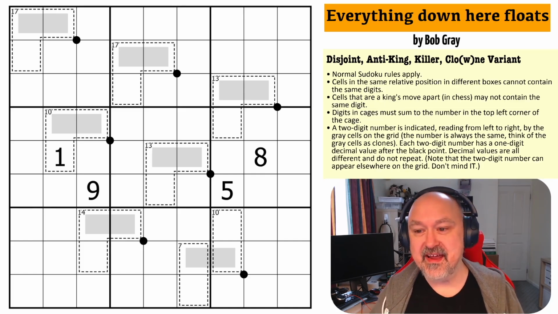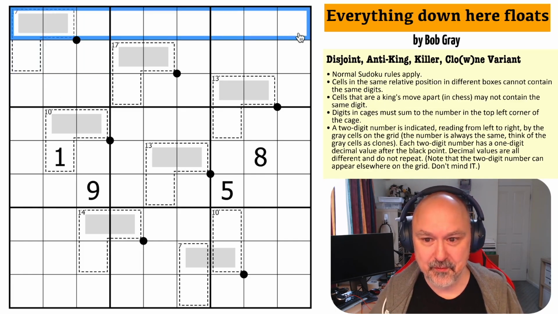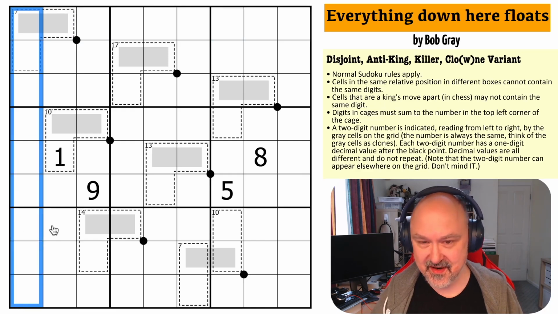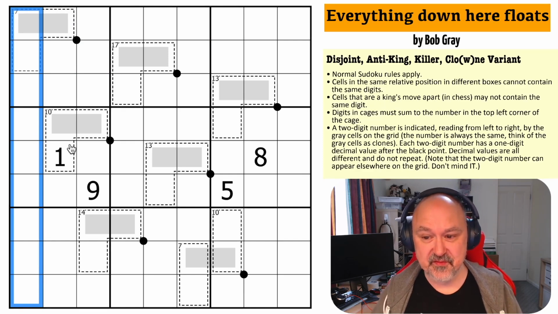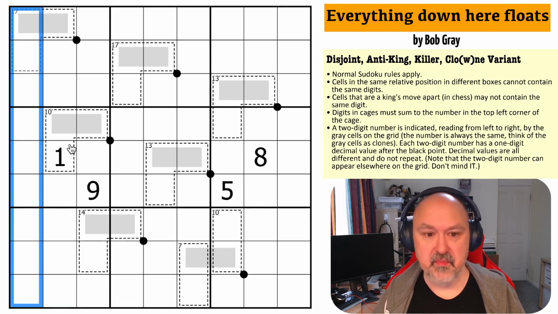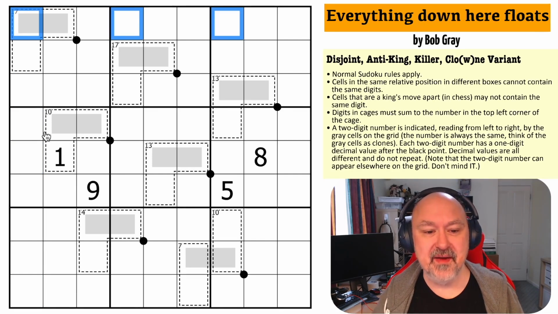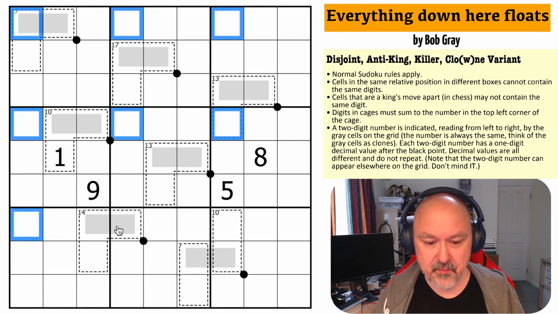So we have normal Sudoku rules apply. In every box, in every row, and in every column, the digits 1 to 9 must be placed without repetition. Cells in the same relative position in different boxes cannot contain the same digits. So this is the disjoint rule. I haven't done a disjoint puzzle in, holy cow, maybe 400 puzzles on the channel. I don't remember doing one. It's been a long time. And actually, thinking about it now, there may have been one recently, so I may have just completely forgotten.